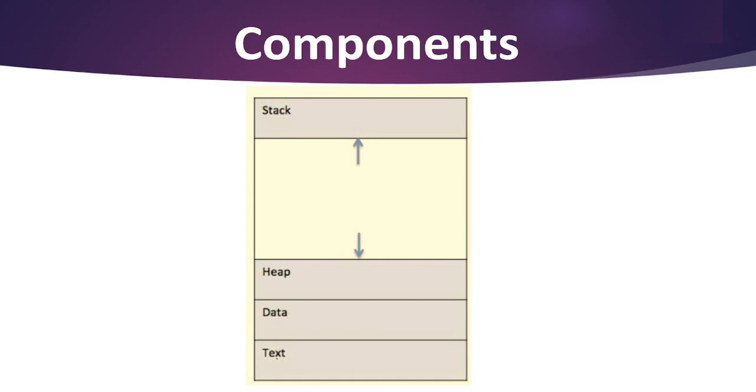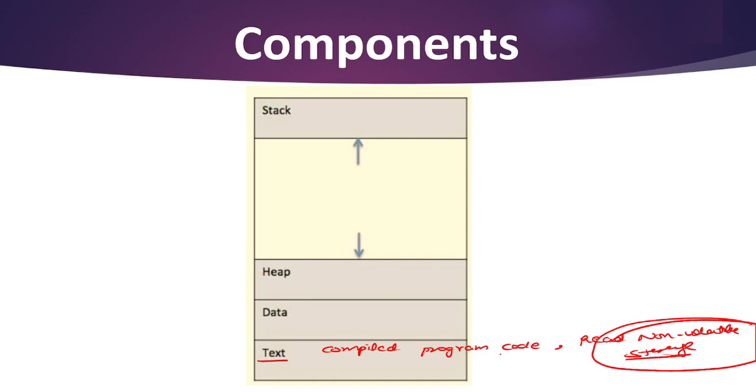Okay, so let's start with the text component. The text section is made up of compiled program code, read in from non-volatile storage. As computer science students, you must know the meaning of non-volatile storage. If you don't know its meaning, you can comment below. I will definitely reply to you. Okay, so it is read from non-volatile storage when the program is launched. So this is the text section.